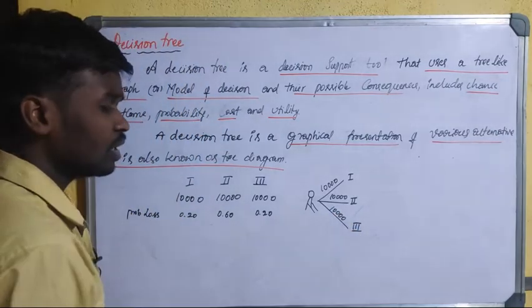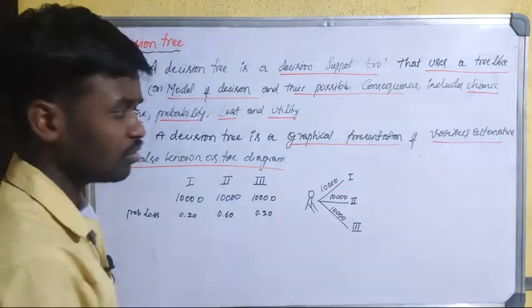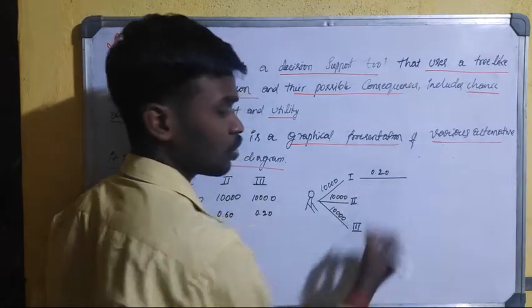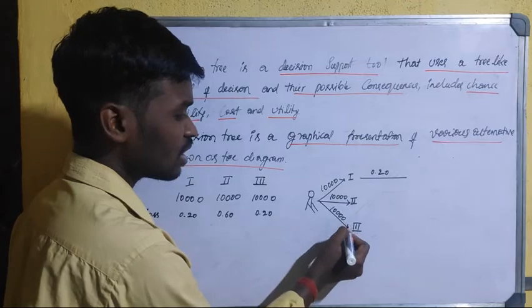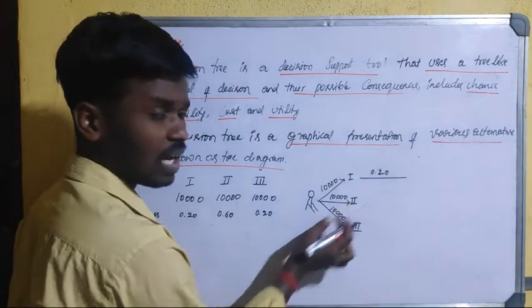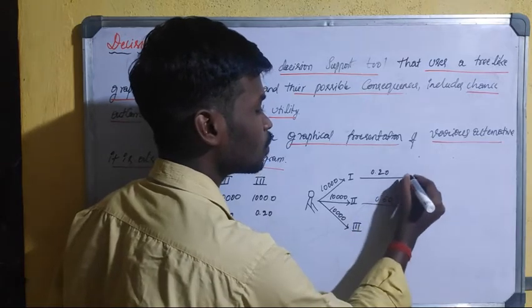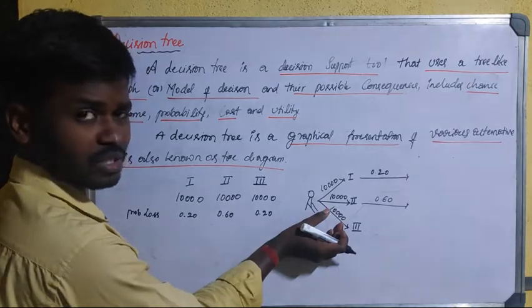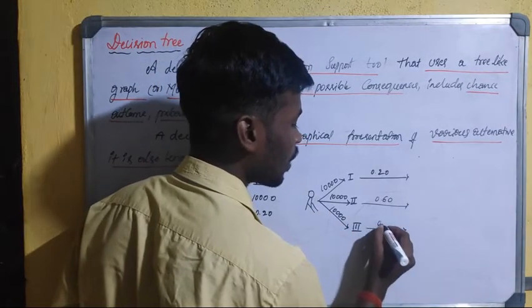If the investor invests 10,000 in the first alternative, what is the probability of loss? That is 0.20. Similarly, if the investor invests 10,000 in the second alternative, what is the probability of loss? That is 0.60. Similarly, if the investor invests 10,000 in the third alternative, what is the probability of loss? 0.20.